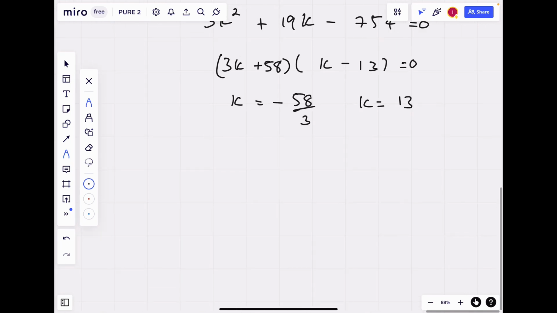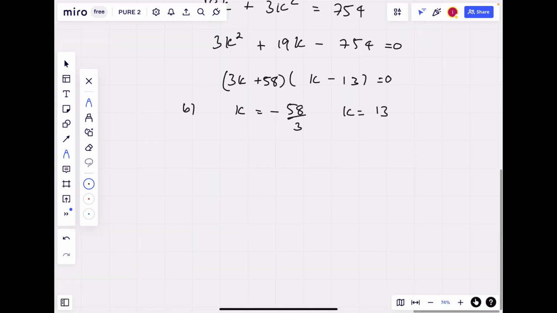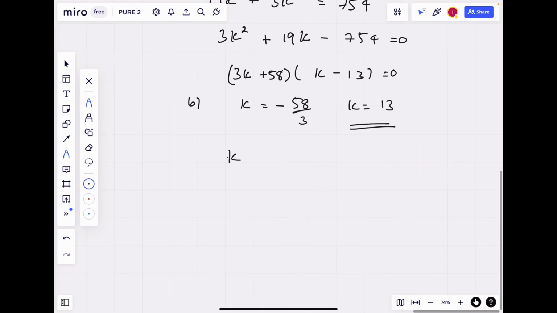Okay, so this is part B. K is equal to 13 because K has to be greater than 0. So it can't equal minus 58 over 3. It has to equal 13. And there you go. That is how you work with sigma notations.